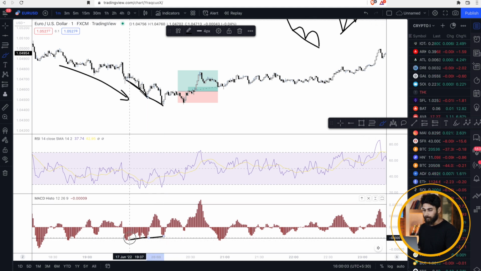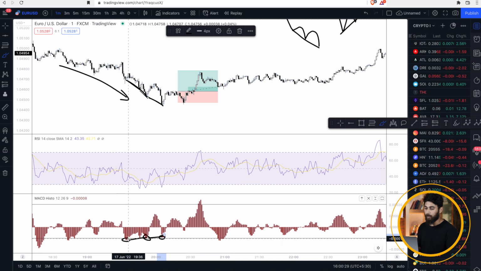So we have to connect such three pyramids on the histogram. This is the first, this is the second, and then the third one. In every setup, you have to understand that we need these three pyramids. That is, on the price, it will be lower low, lower high, lower low, lower high, and lower low, right? Lower low, lower high, lower low. And the indicator would do the opposite of it.